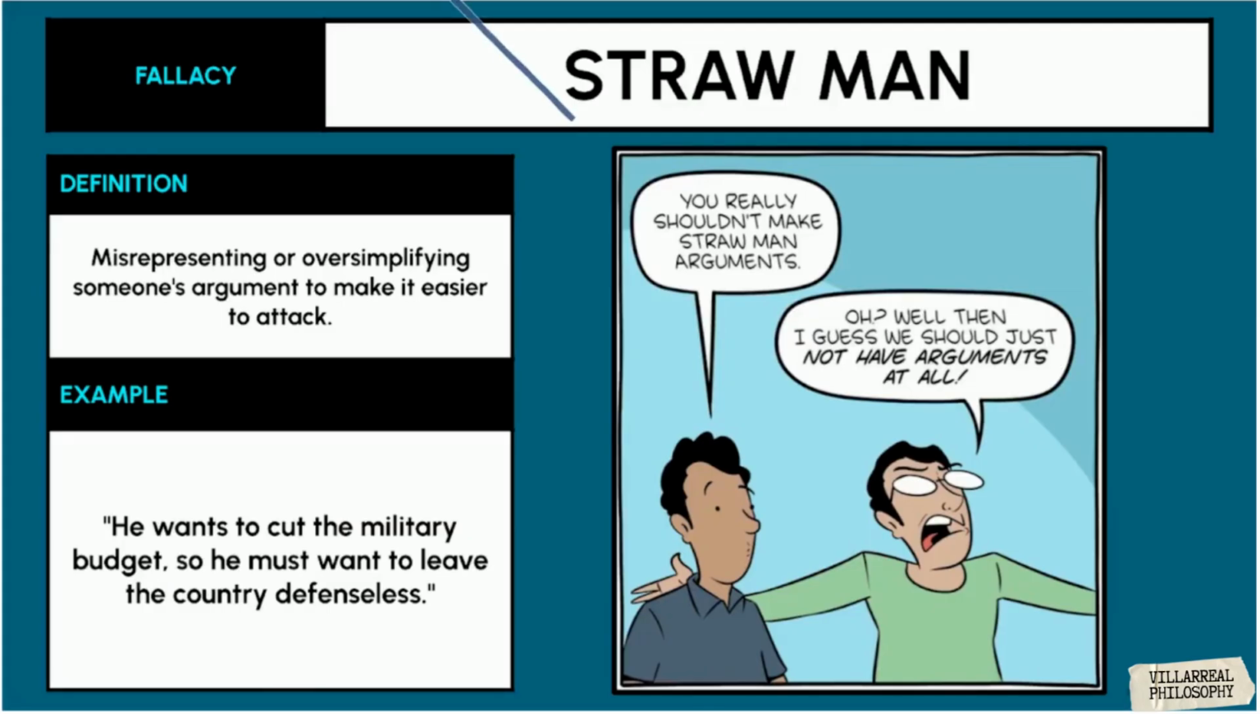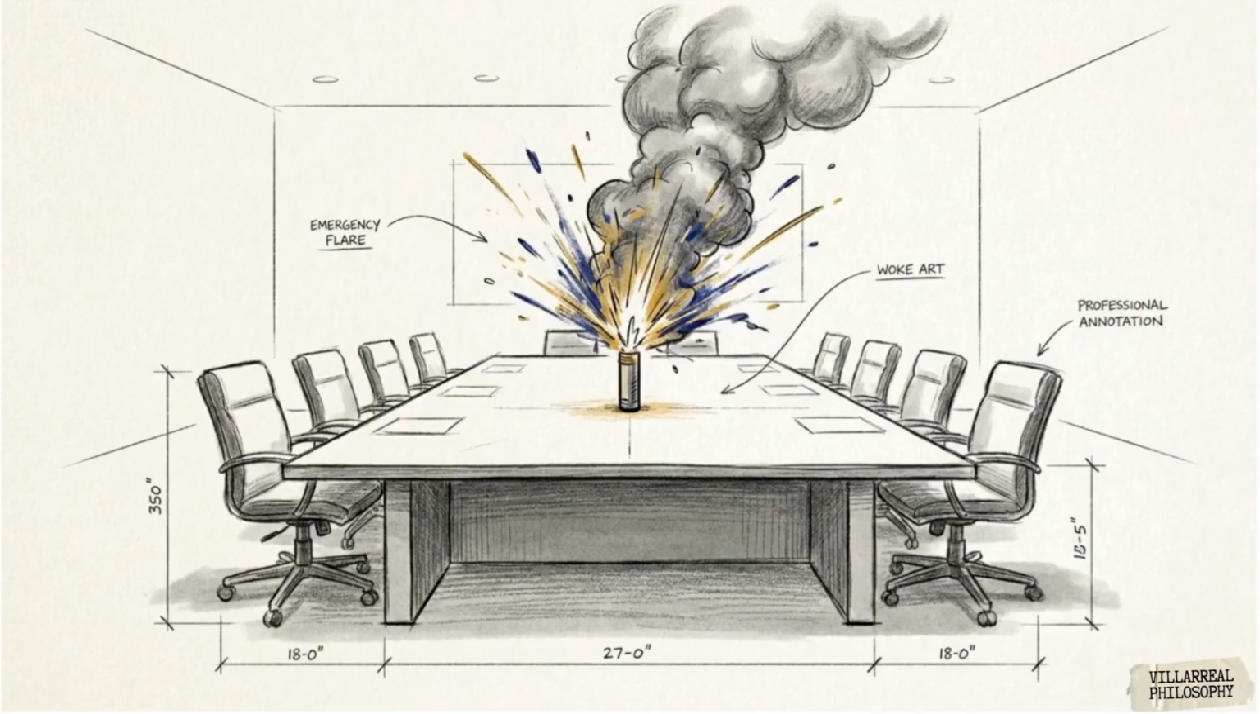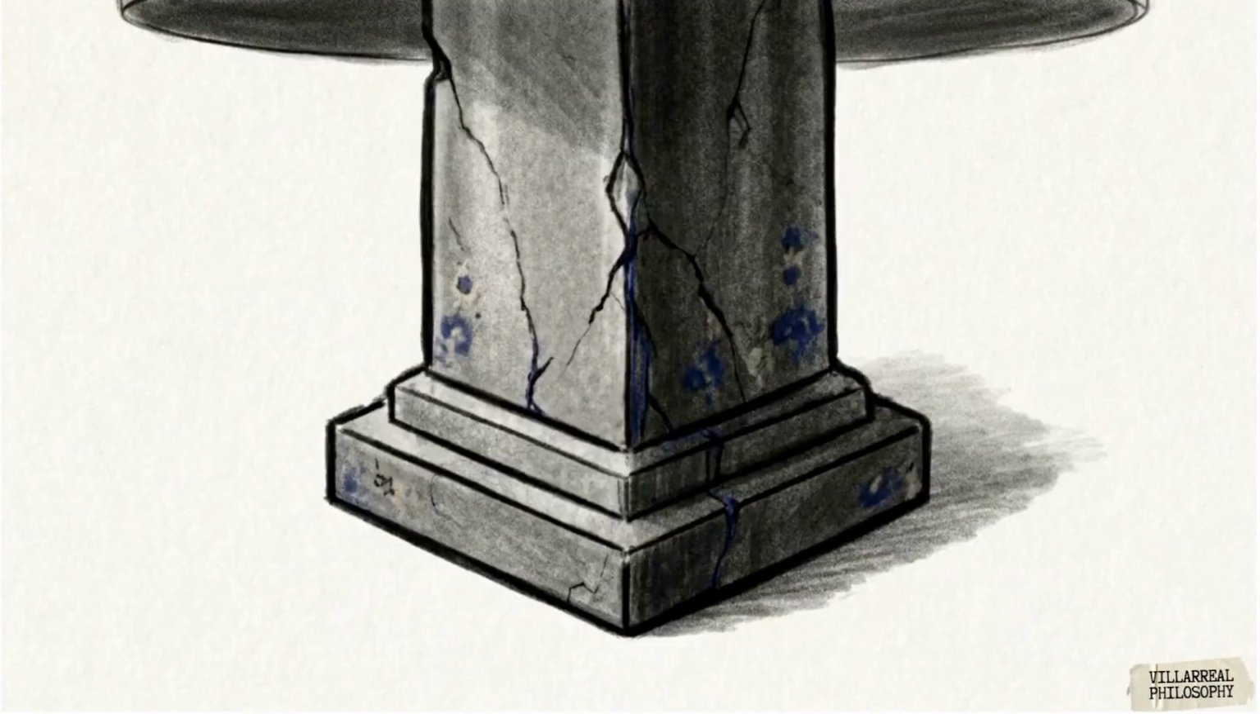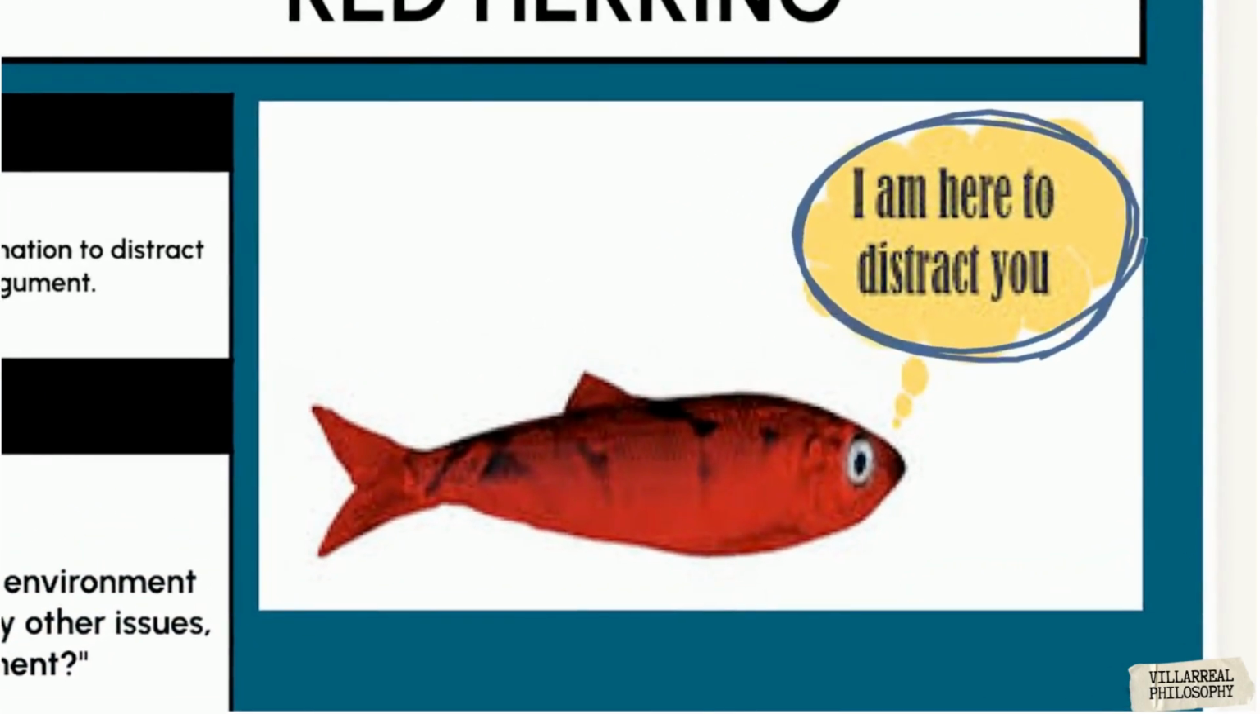This comic strip shows the trick in action. A simple desire to cut the military budget is twisted into an accusation of wanting to leave the entire country defenseless. And another common trick is called the red herring. This is a distraction technique. It's like throwing something loud and irrelevant into the room, so no one notices the cracks in your argument's foundation. This graphic shows it perfectly. When asked about environmental concerns, the person deflects by suddenly bringing up unemployment, an entirely different issue.